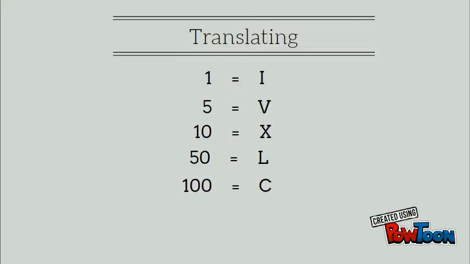Translating modern numbers into Roman numerals is quite simple. First, you have to know the bases. So 1 would be an I, 5 would be a V, 10 would be an X, 50 would be an L, 100 would be C, and 1,000 is an M. This is to ensure that there is no more than 3 of the same symbol used.